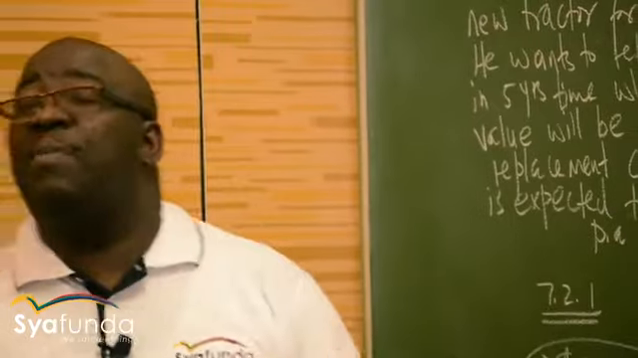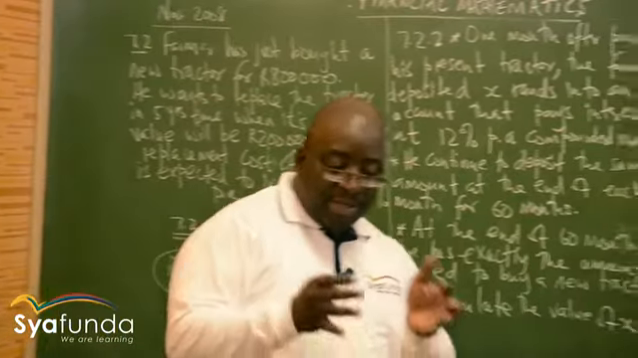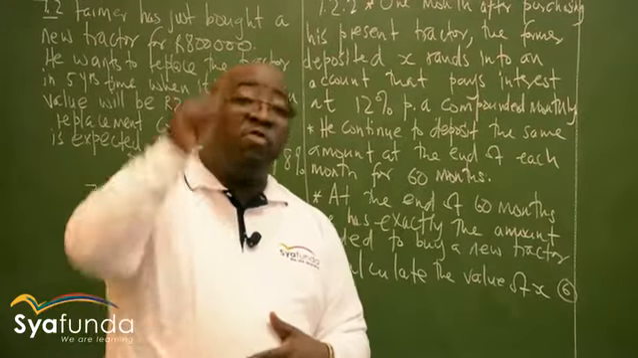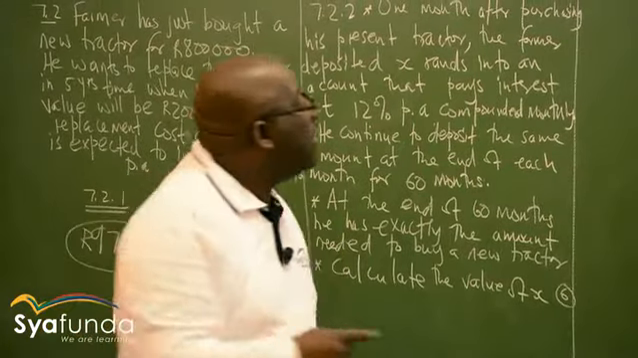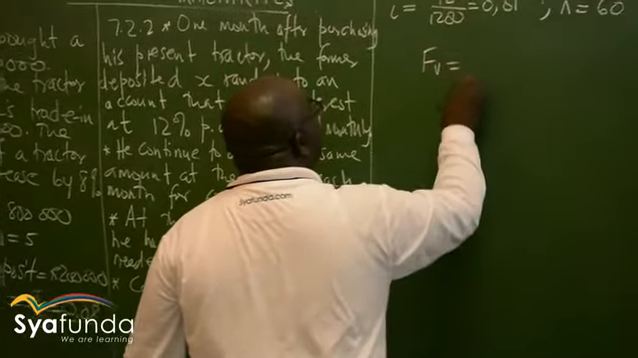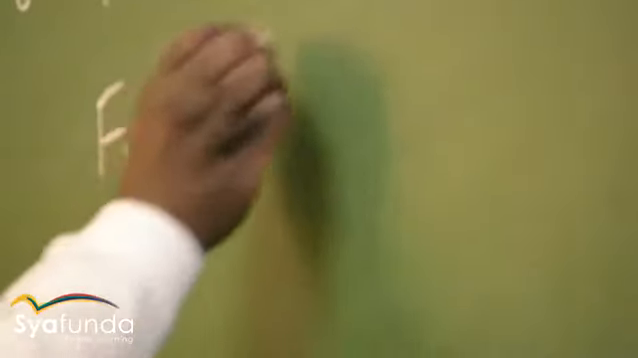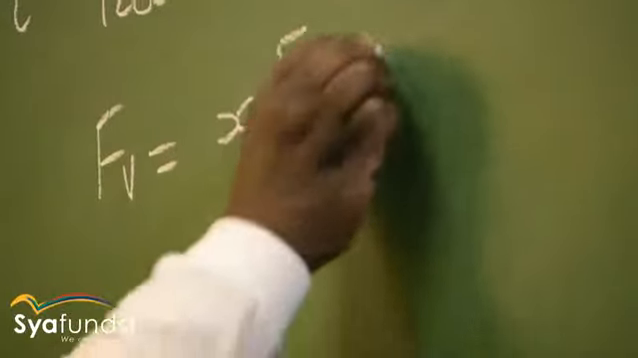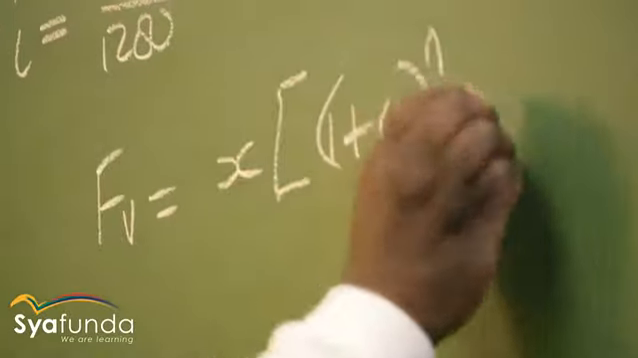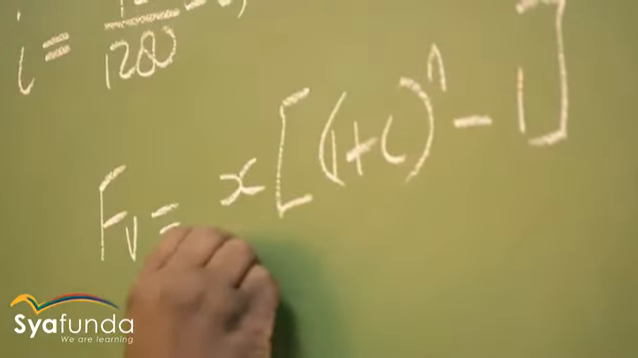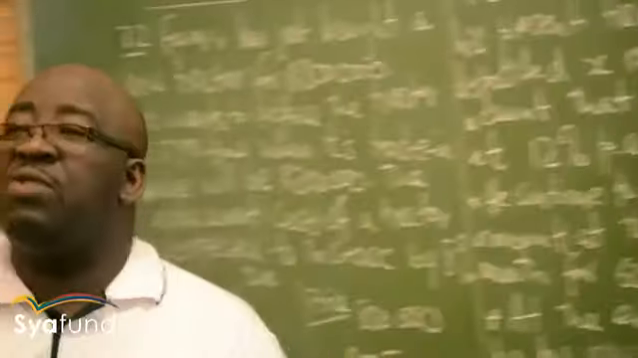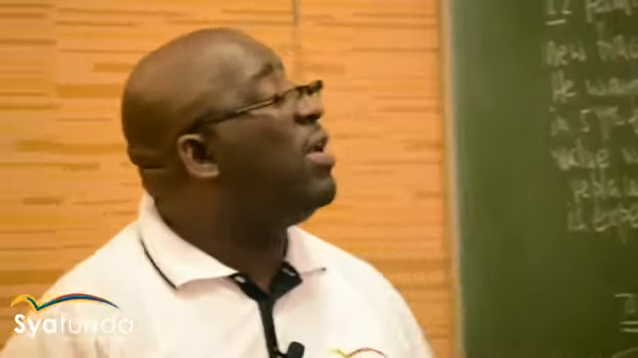What is happening here? This person is putting some money aside every month so that he will have this amount when? In future. So that's what we call a future value. So the formula then will be FV equals the installment X into (1 plus i) raised to the power n, minus 1, all over i. This is the formula that you get in your formula sheet. You are given it in the examination to calculate the future value.